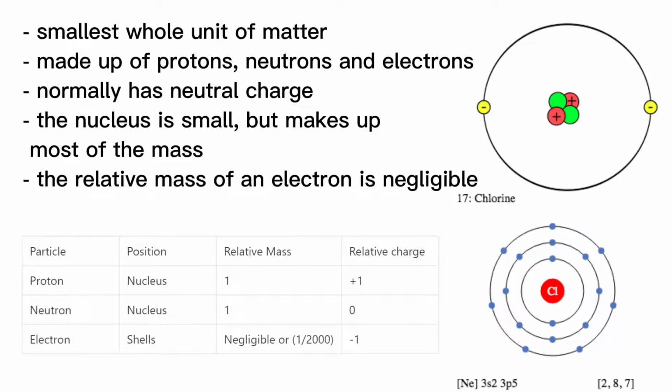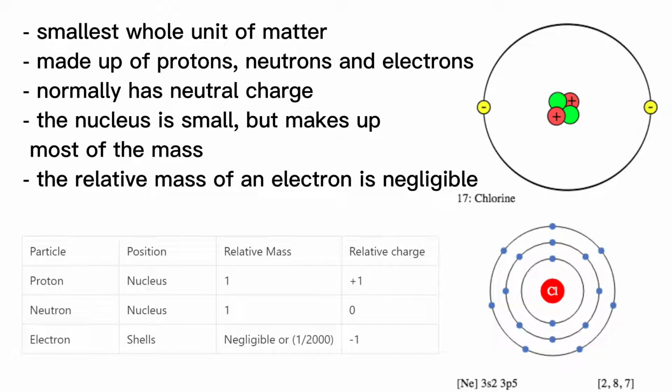Atoms are the smallest whole unit of matter that exists. Atoms are made up of protons, which have a positive charge, neutrons, which are neutral, and electrons, which have a negative charge. Normally, atoms have a neutral charge since the amount of protons and electrons are the same. Atoms have a nucleus which is tiny, but makes up most of the mass.